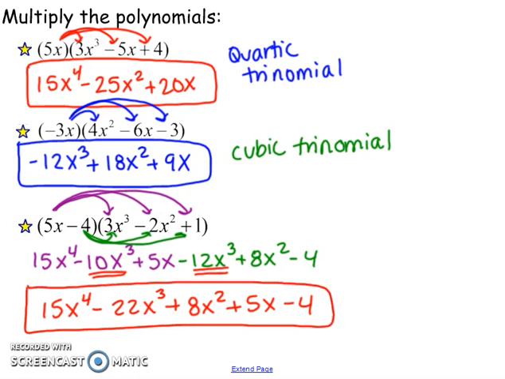And then this, the degree is a 4, so this is a quartic. And there's 1, 2, 3, 4, 5 terms. So it's a quartic polynomial of 5 terms.